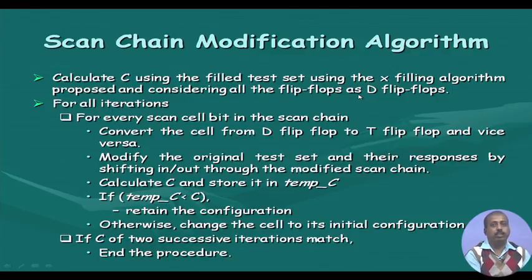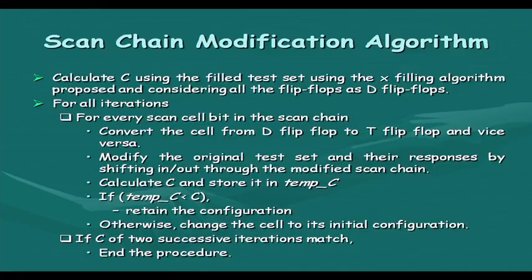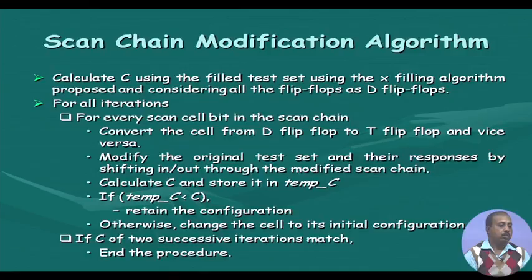So, that is basically the original circuit where all flip flops and all scan flip flops are D type flip flops, and the test pattern set is filled using the don't care filling technique that we have just discussed previously. We calculate the criticality value, the cost function C, which is the maximum criticality value. Now we do these steps.